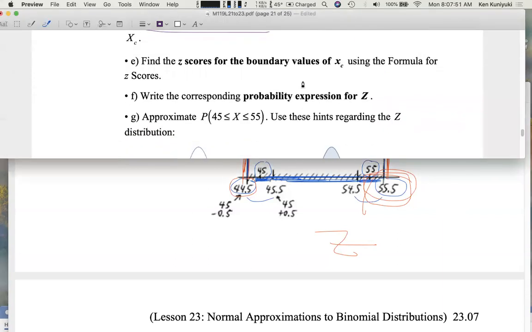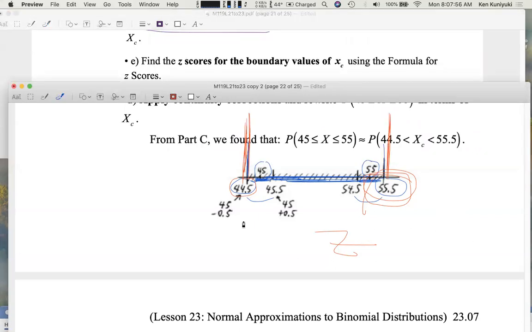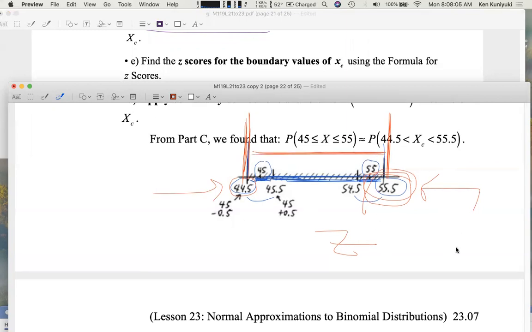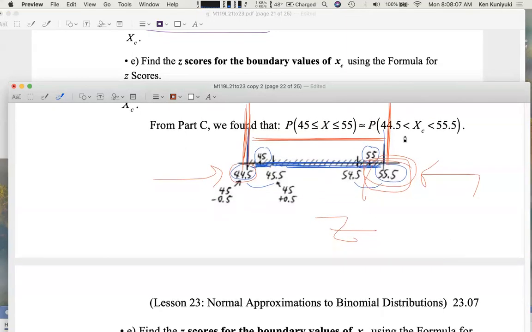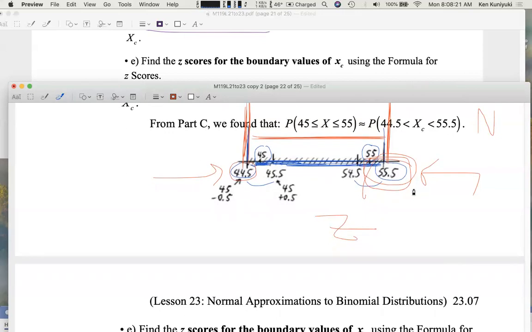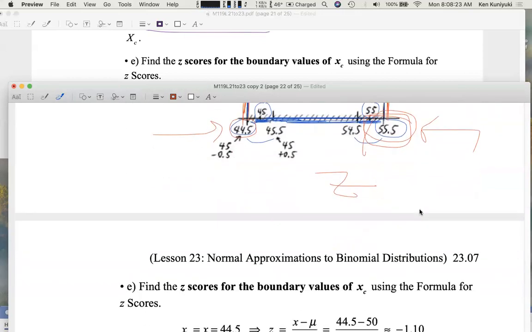In part E, find the z-scores for the boundary values for these new corrected values. What are the z-scores for these? 44.5 and 55.5, which traps all the stuff in the middle that I want. And by the way, at this point, the bars no longer matter. So if you want, you could put bars over here, but since we're dealing with a continuous normal distribution, it doesn't matter at this point whether you put bars or not. All right, find the z-scores for these boundary values.